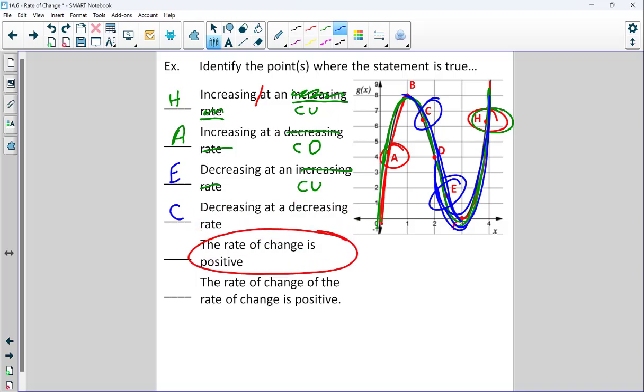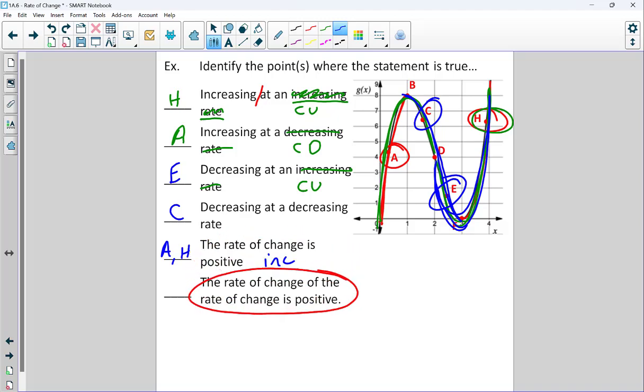The rate of change is positive, that's just a fancy way of saying increasing. We already said that it was increasing for both A and H. The rate of change of the rate of change is positive. That's a fancy way of saying concave up. Concave up was this portion of the graph right here. So that's going to include E. Let's not forget about F and H. E, F, H.